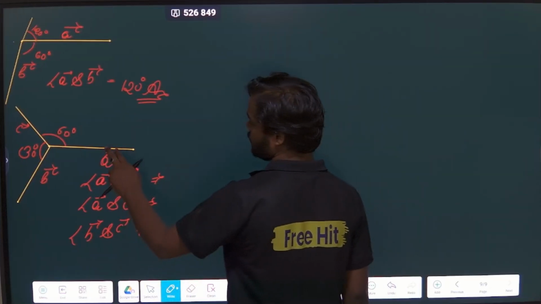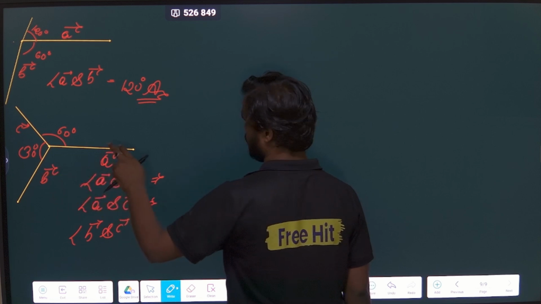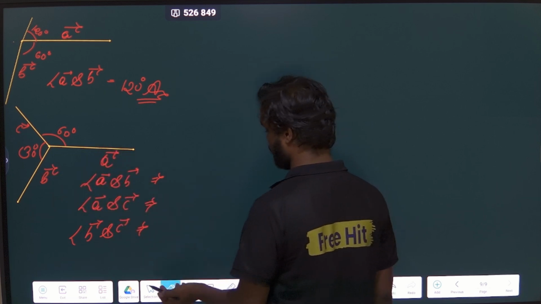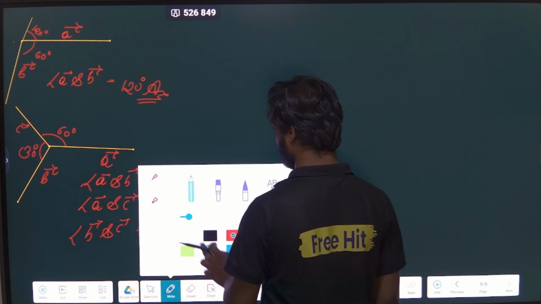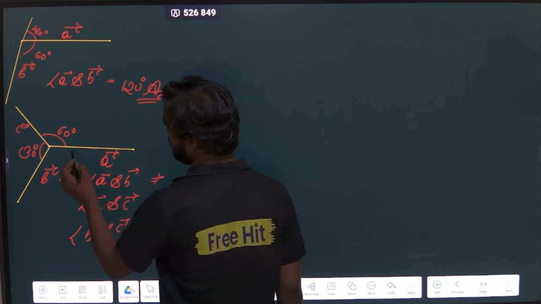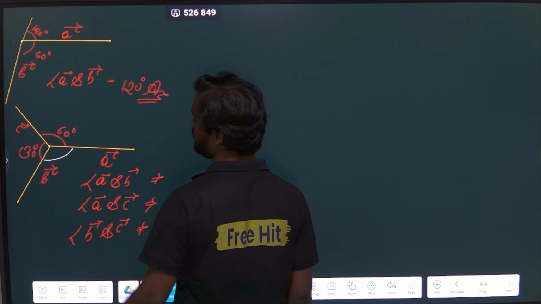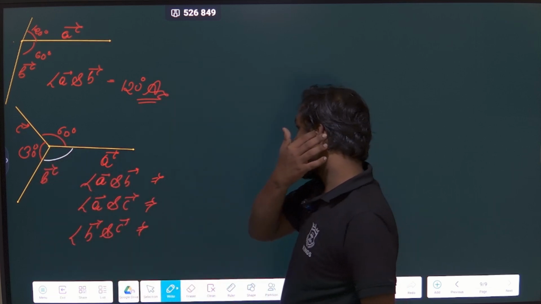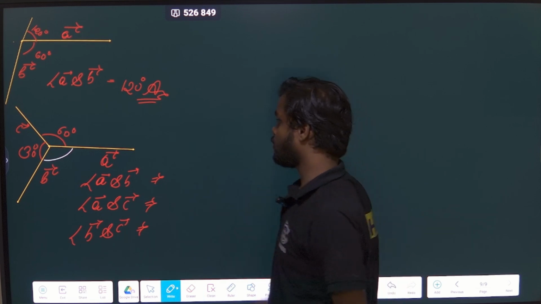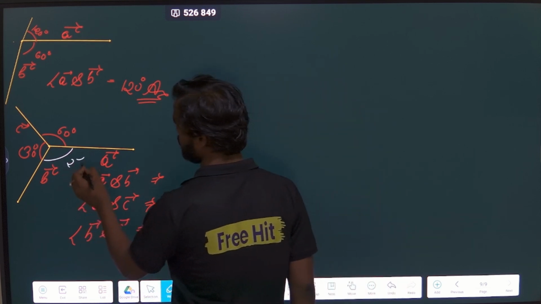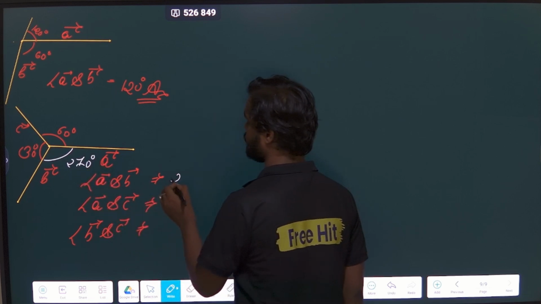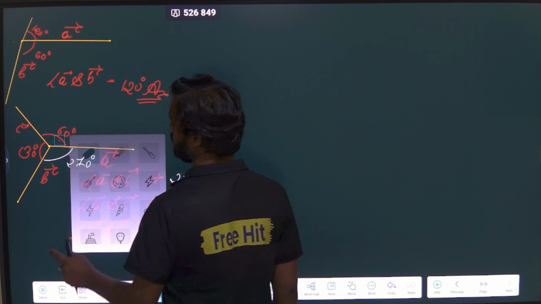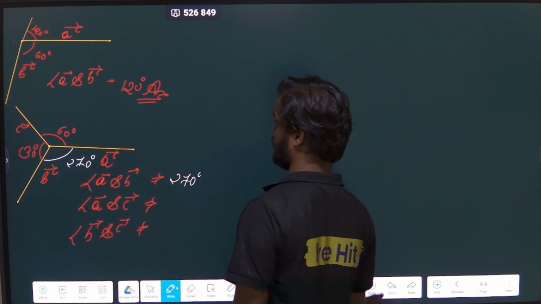If you see, this is the angle between vector A and B. So what is this angle? What will be the angle between vector A and B? If you see, this will be 60 plus 30 is 90. So 360 minus 90 will be how much? 270 degrees. So that means this angle will be 270 degrees because they are joined head to head. See, they are joined head to head.